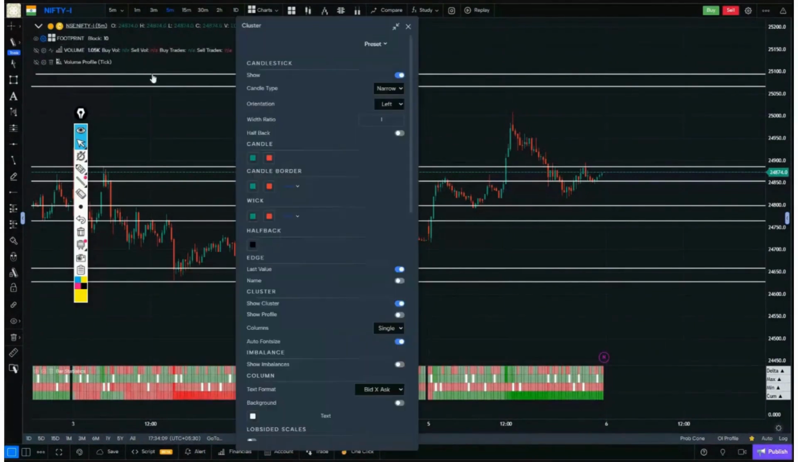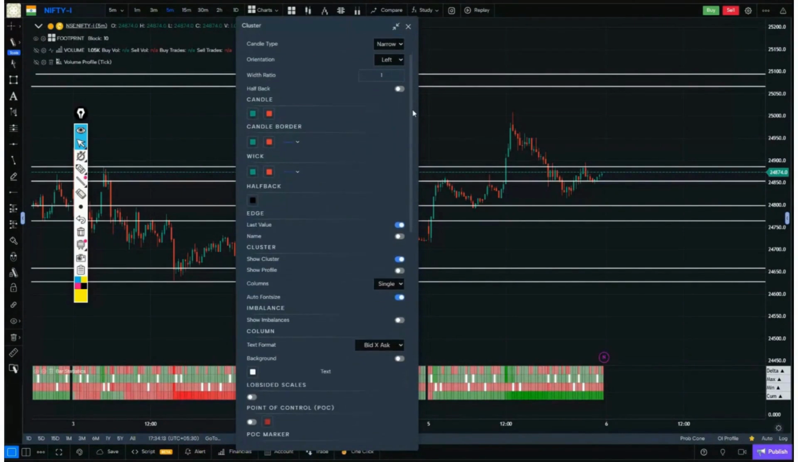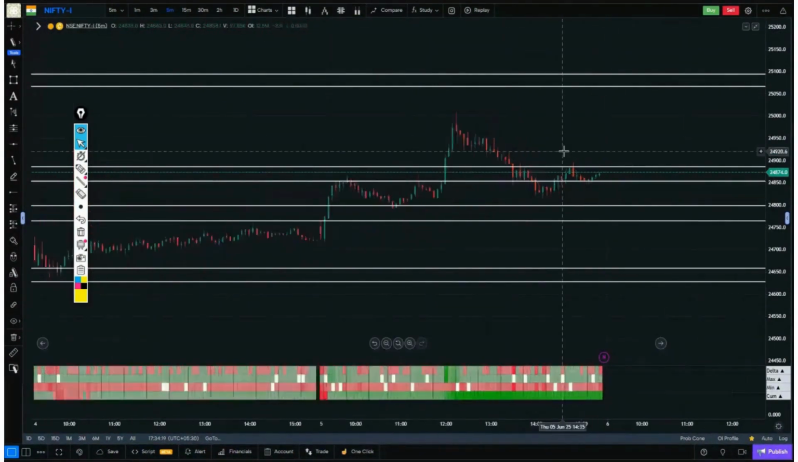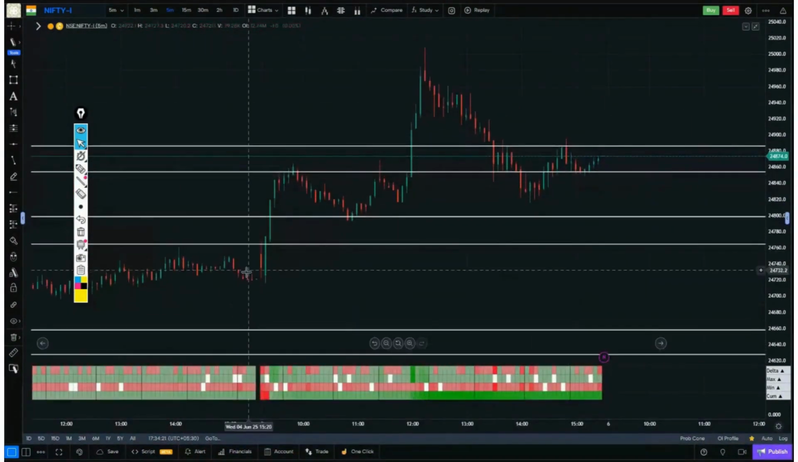And these are the footprint settings for the tick size. A tick size of around 80 works well here when the movement is normal, and when there is more movement, you can even use 100.